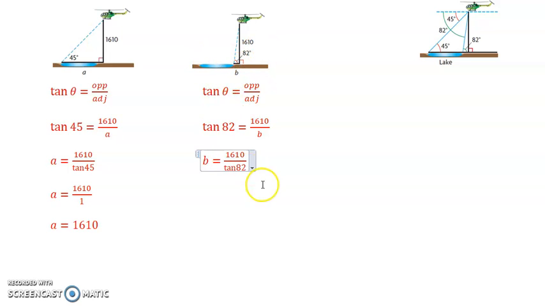A smaller triangle. So we do the same thing, only this time the angle is 82 degrees. And when we calculate that, we get B equal to, on my calculator, 1610 divided by the tan of 82. I'm so used to saying sine, tan of 82. And I get 226 decimal 3.